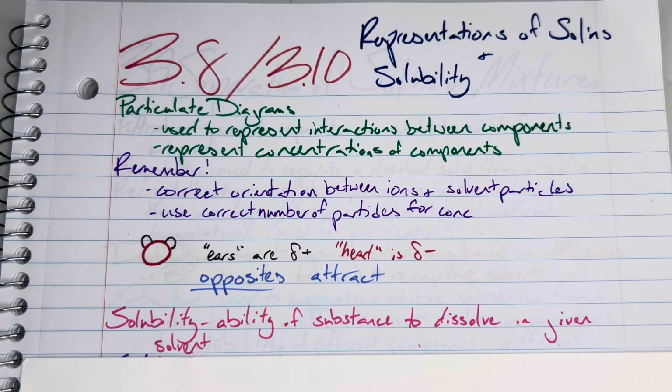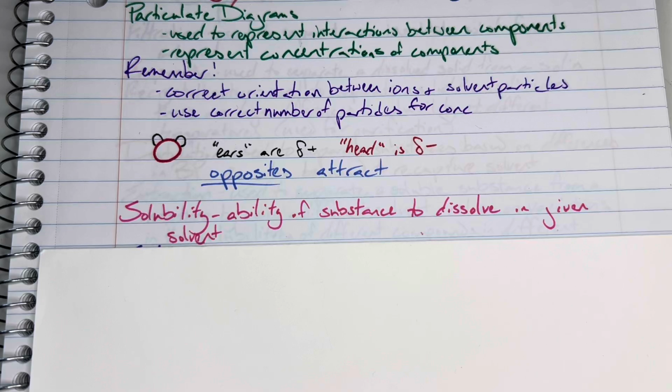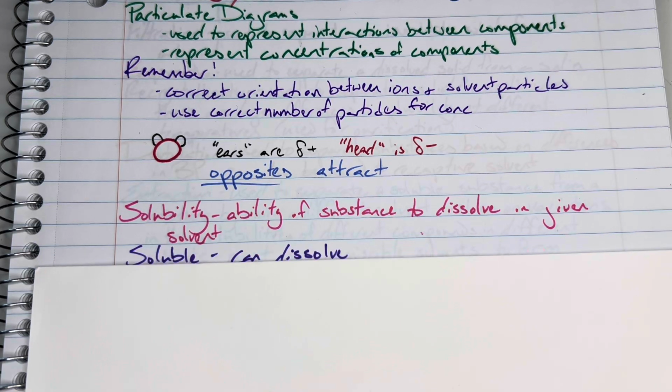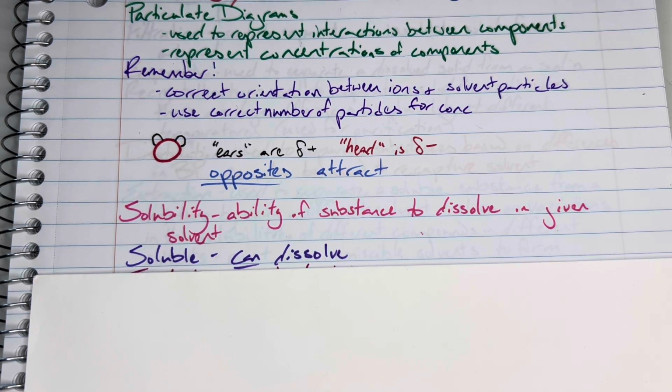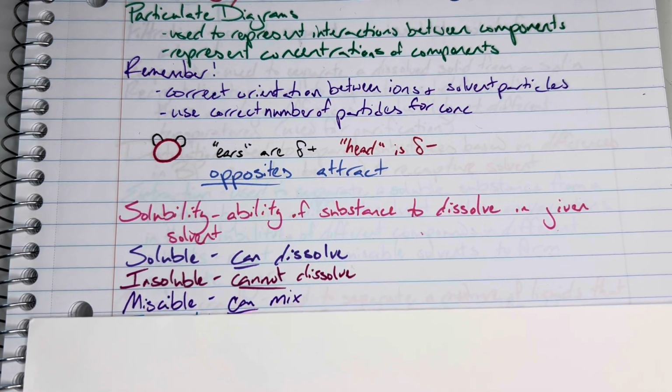For solubility, solubility is my ability or capacity to dissolve into a given solvent. The default solvent is going to be water, so unless otherwise stated, the solvent is water. If it is soluble, that means it can dissolve. If it's insoluble, it means it cannot.